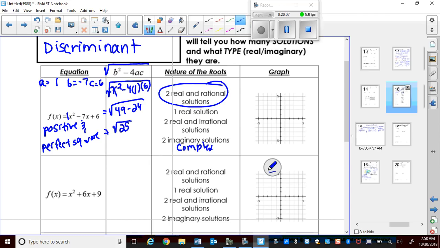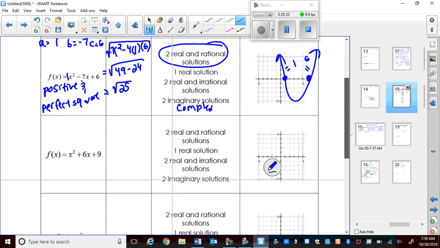If you graph the equation in your calculator, you'll find that you have a solution at x equals 1 and x equals 6. Your graph looks something like this. You have two solutions. One's at 1 and the other is at 6. Okay?